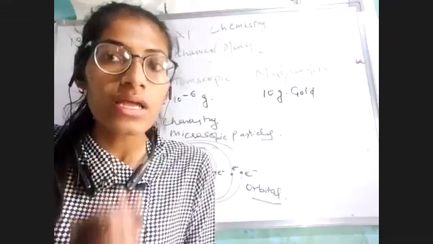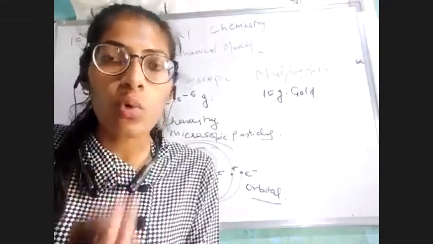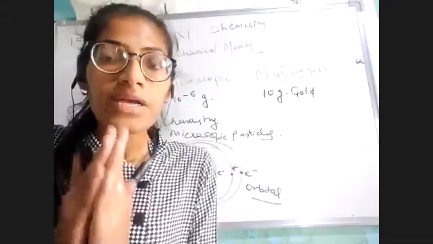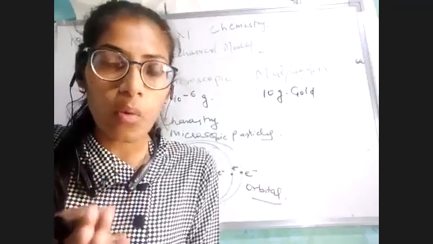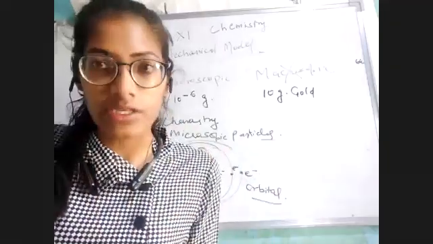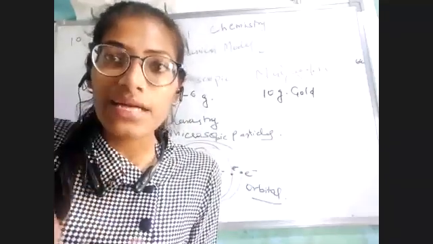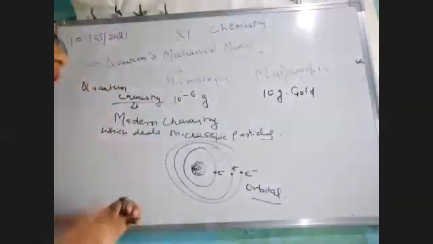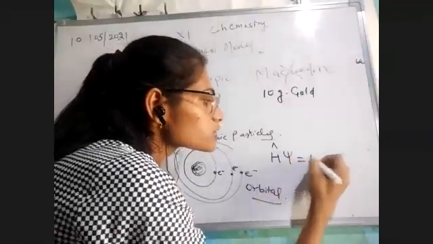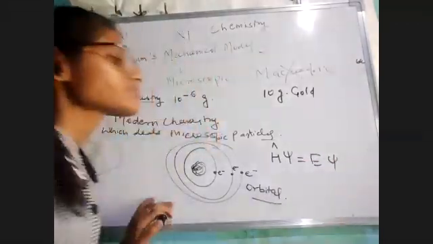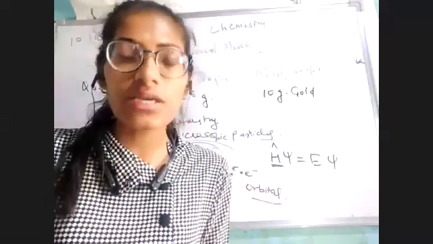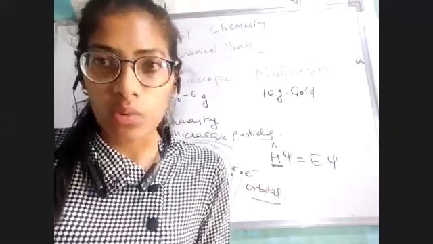There came a scientist known as Schrödinger. एक scientist थे जिनका नाम था Schrödinger. Just to solve this particular problem, he gave us a mathematical derivation. He gave us some numerical values, some numerical constant in the form of the equation H cap psi equals E psi. What is this H cap? This is known as the Hamiltonian operator.